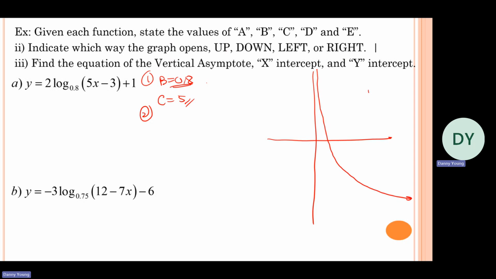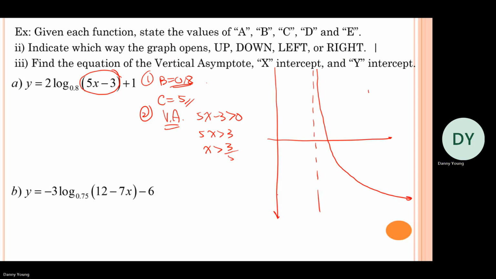Number two. You should try to find your vertical asymptote. It is found by looking at this part over there. It must be bigger than 0. So 5x minus 3 must be bigger than 0. That means 5x must be bigger than 3, so x must be bigger than 3 over 5. Draw the dotted line here. So x cannot be 3 over 5. That will be your vertical asymptote.